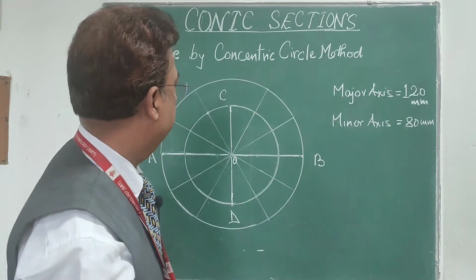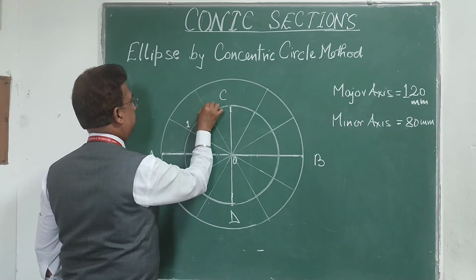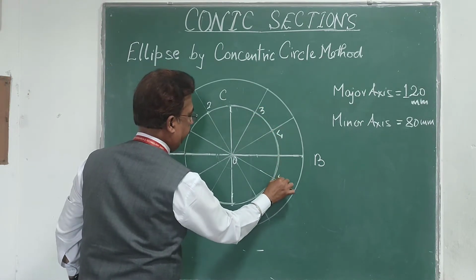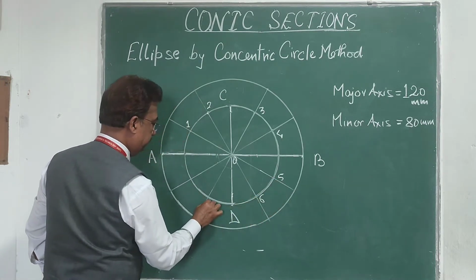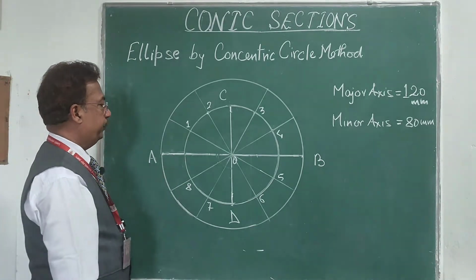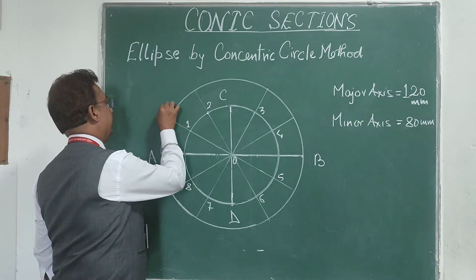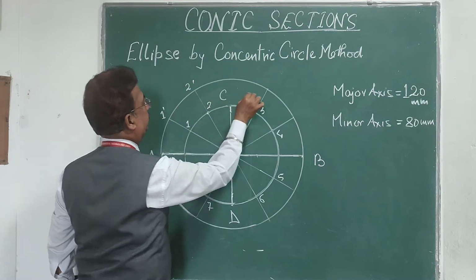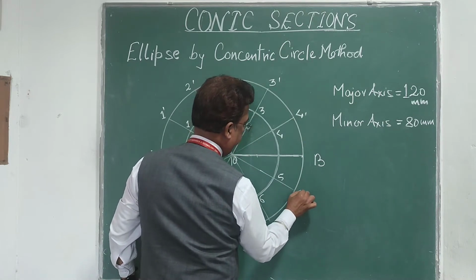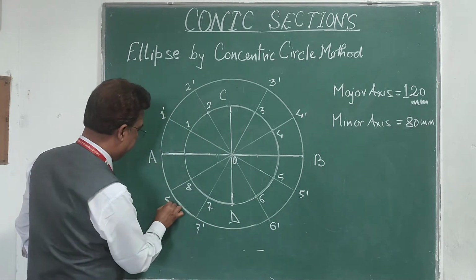Now I am going to mark these points as 1, 2, 3, 4, 5, 6, 7 and 8 on the small circle. The same line where it is cutting the bigger circle, I will name 1 dash, 2 dash, 3 dash, 4 dash, 5 dash, 6 dash, 7 dash and 8 dash.